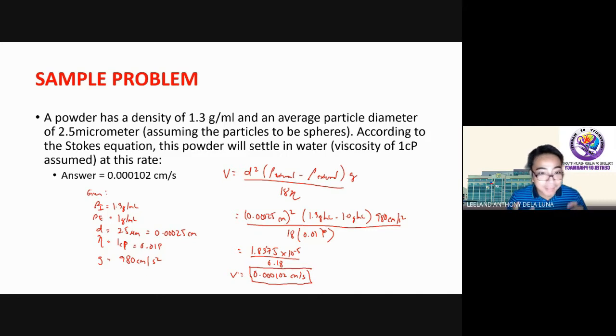Now, class, tandaan niyo lang, basta gamitin niyo yung mga units na ito, always ang lalabas dyan is centimeter per second. Okay? So, let's not make it any more technical. Basta, siguraduhin nyo lang na pare-pareho ang units na gamit natin. Gagamit tayo ng CGS. CGS yung units natin. So, ang kalalabasan niyan, class, would be centimeter per second. Okay, docs? Okay.